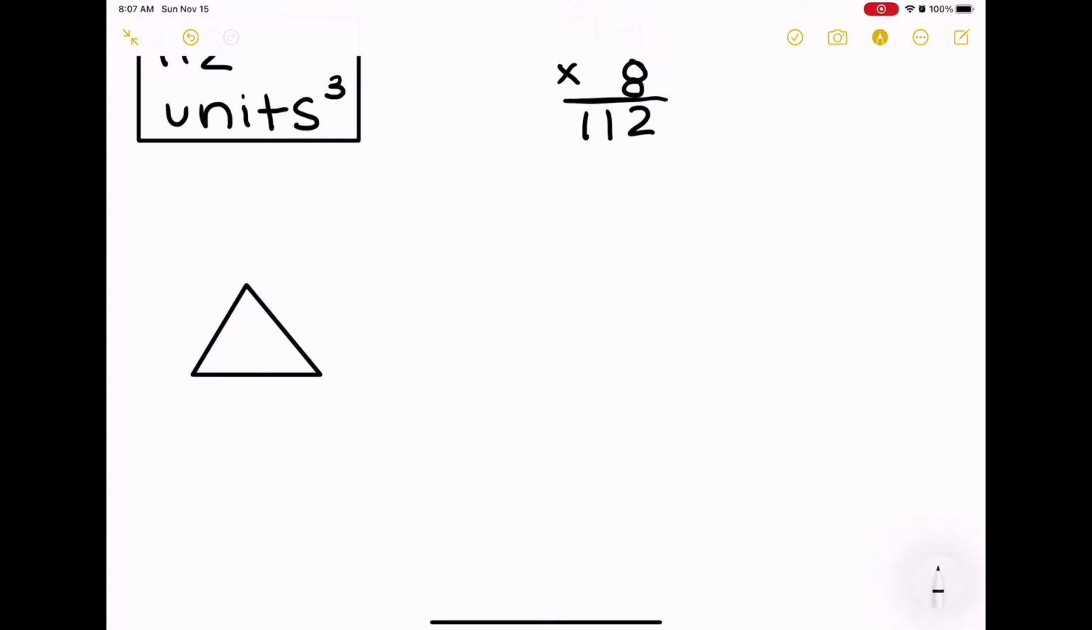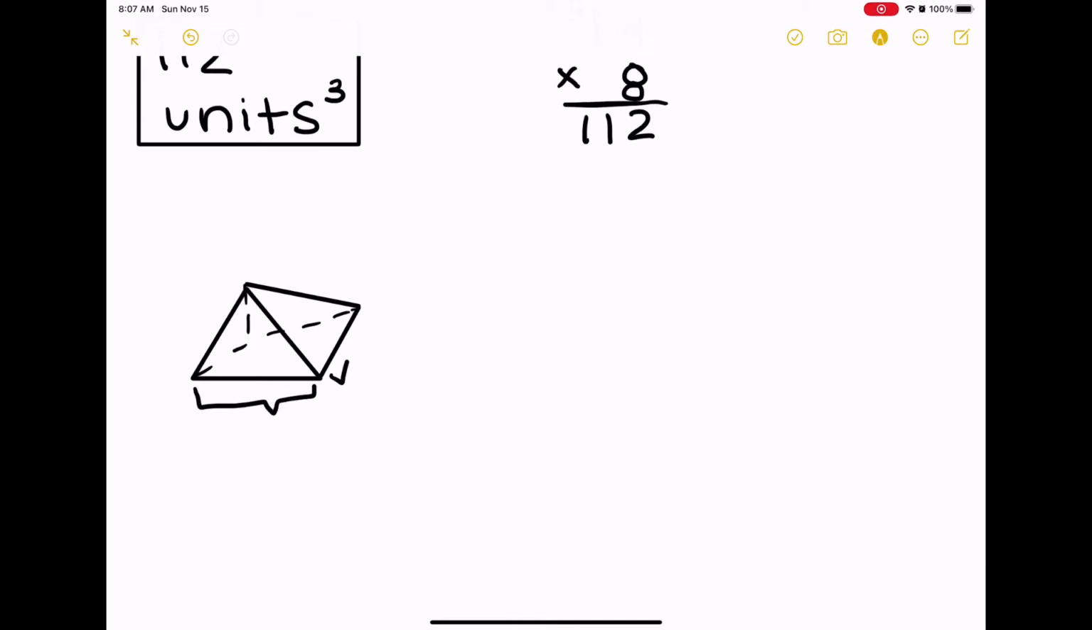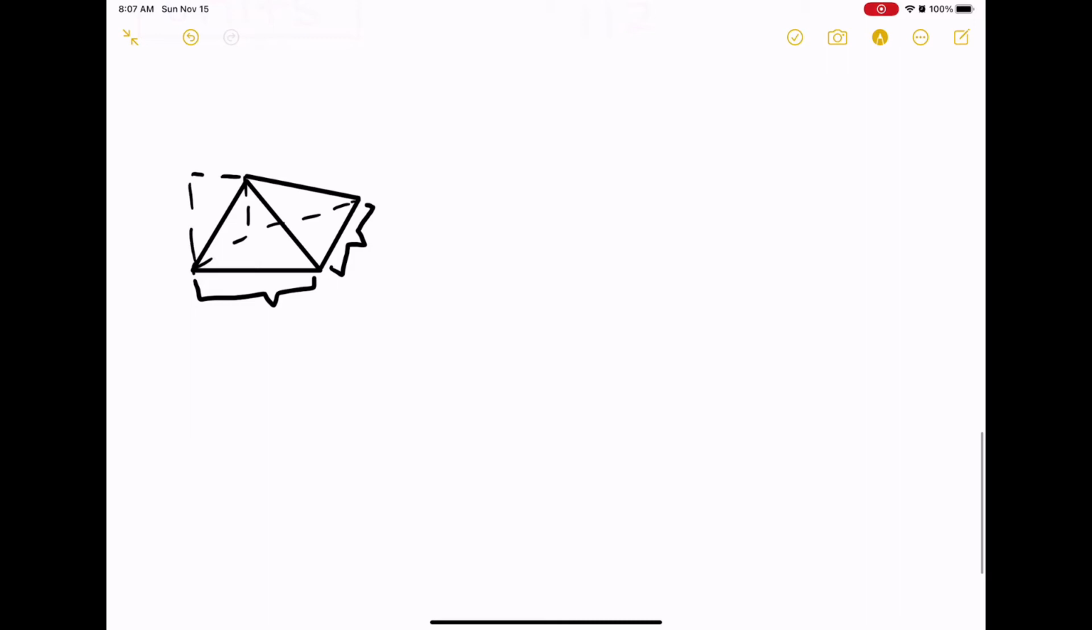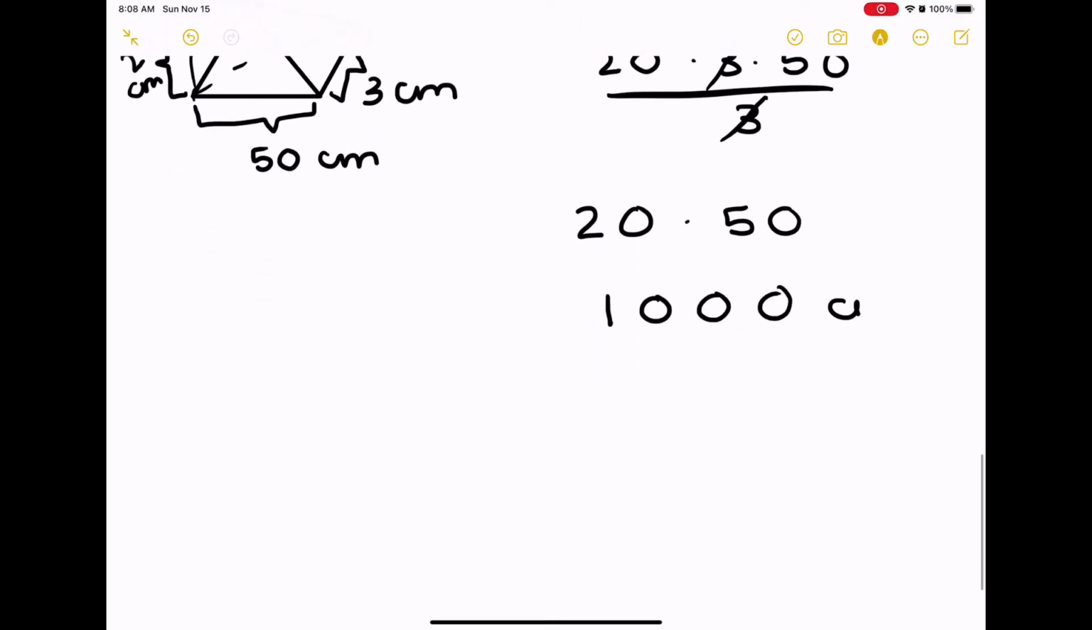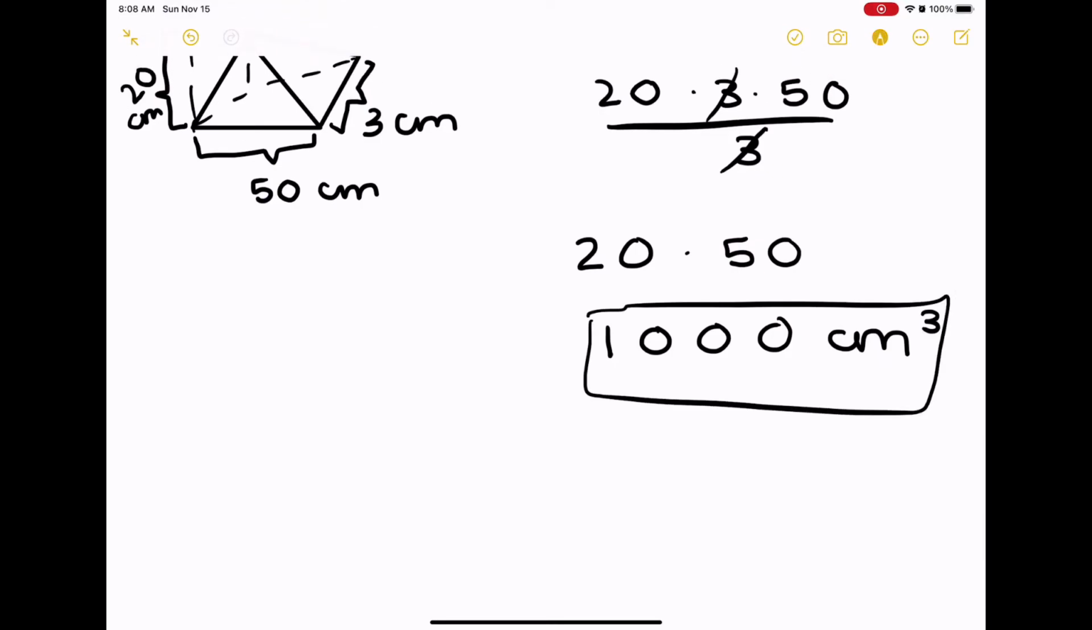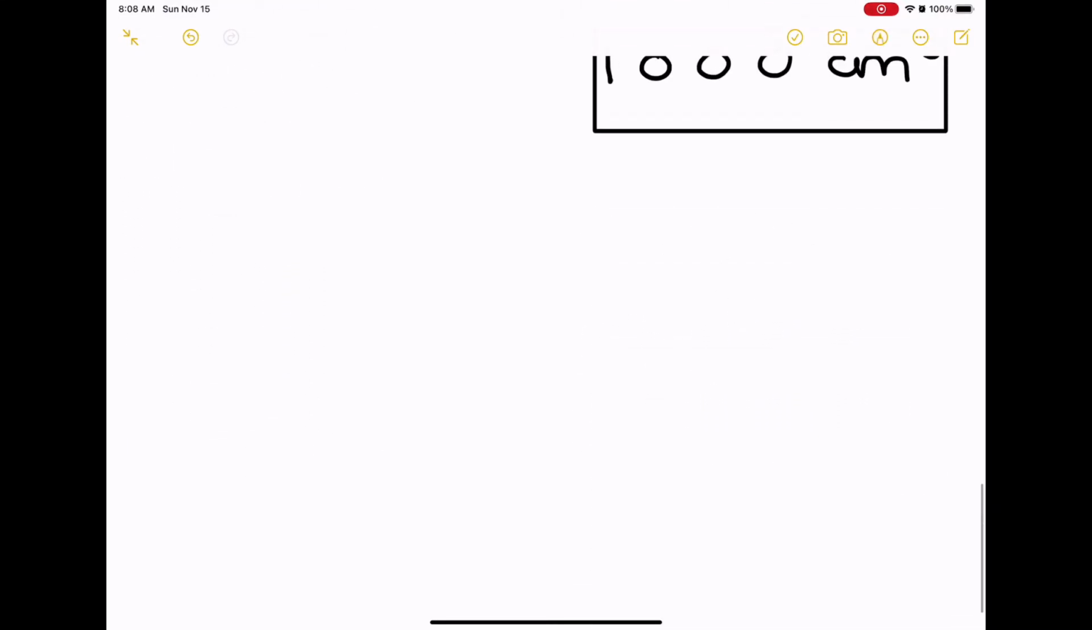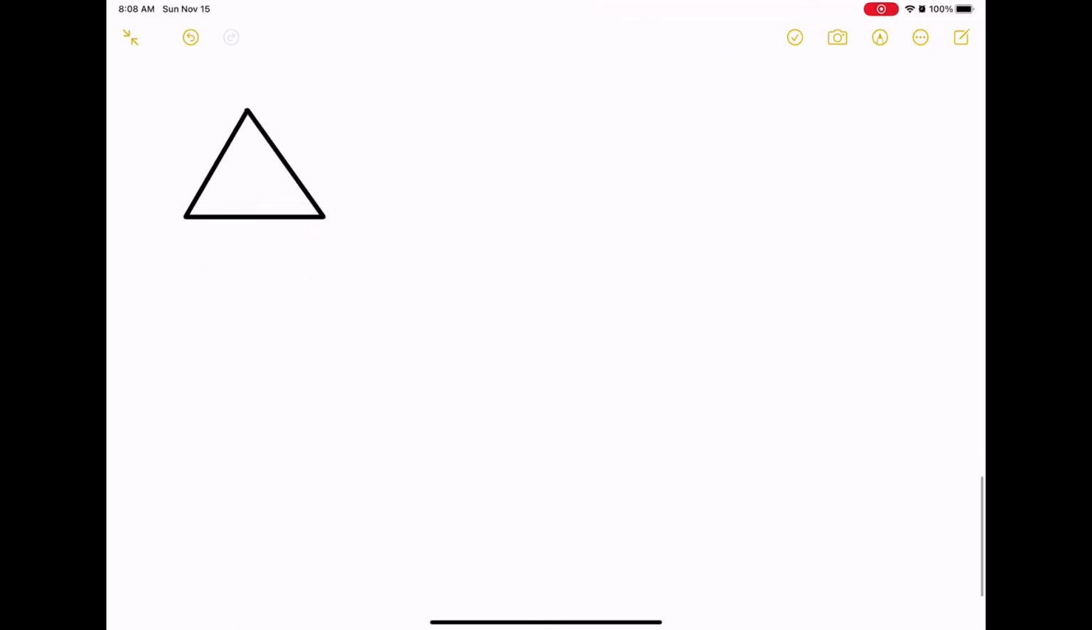Let's do another problem. Let's say we have this pyramid, and let's say the height is 20, one of the sides is 50, and the other is 3. Now this one I wanted to put in a unit, because if there's no unit, we'll write units cubed, but if there is a unit, we'll write that unit cubed because we're multiplying that unit by itself 3 times. When we simplify this, as you saw, I crossed out the 3s because 3 divided by 3 is 1, then we'll get 20 times 50, which is 1,000 centimeters cubed. And I wrote centimeters cubed because that's our unit.